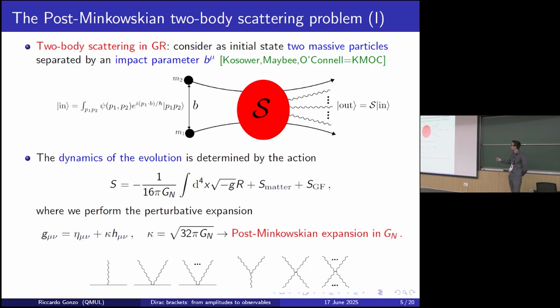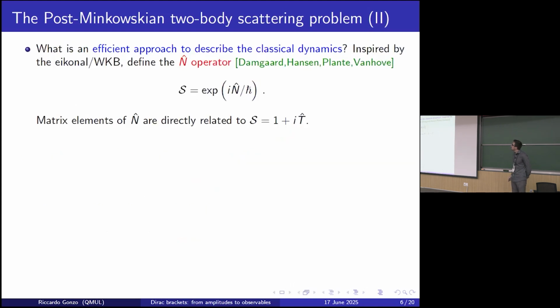You can take your worldline model or some minimally coupled scalar models, and then you can perform a perturbative expansion. The idea is you linearize the metric and expand in your coupling constant, and you get a bunch of diagrams. There are, of course, better on-shell techniques to do that. Many of you are much more familiar than me with these kinds of things. But ultimately, we want to really get to classical physics and classical observables.